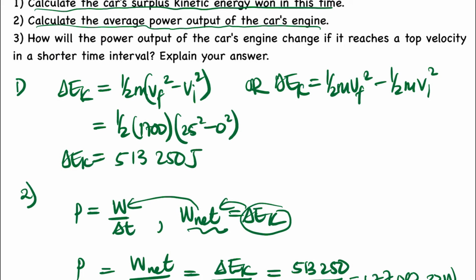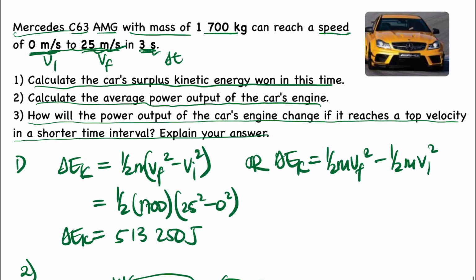Now number 3 says, how will the power output of the car's engine change if it reaches the top velocity in a shorter time interval? This car has reached 25 meters per second in 3 seconds. What will happen to the power that the car will deliver if it does that in a shorter period of time, let's say 2 seconds?